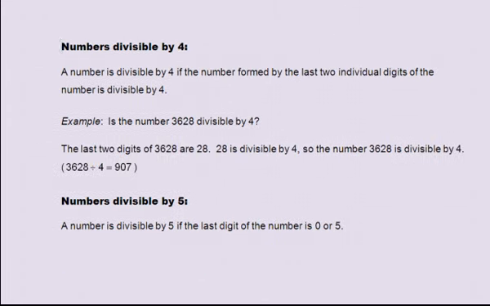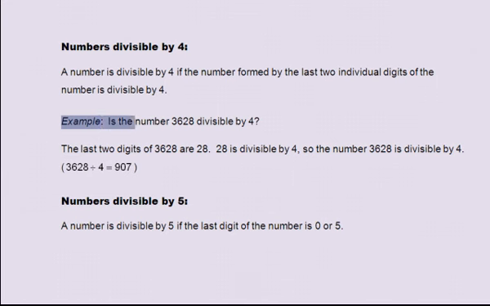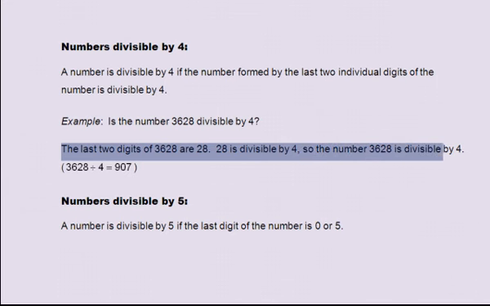Numbers divisible by 4. A number is divisible by 4 if the number formed by the last 2 individual digits of the number is divisible by 4. Example: is the number 3628 divisible by 4? The last 2 digits of 3628 are 28. 28 is divisible by 4, so the number 3628 is divisible by 4. 3628 divided by 4 equals 907.